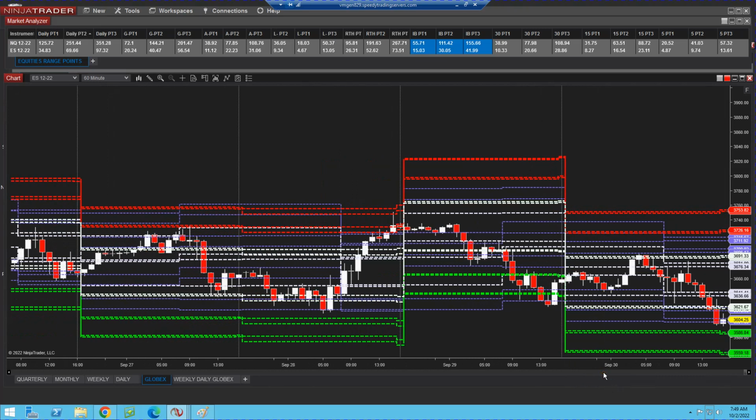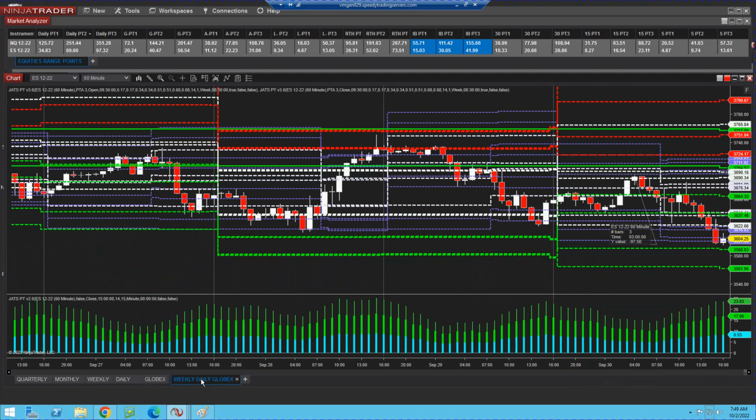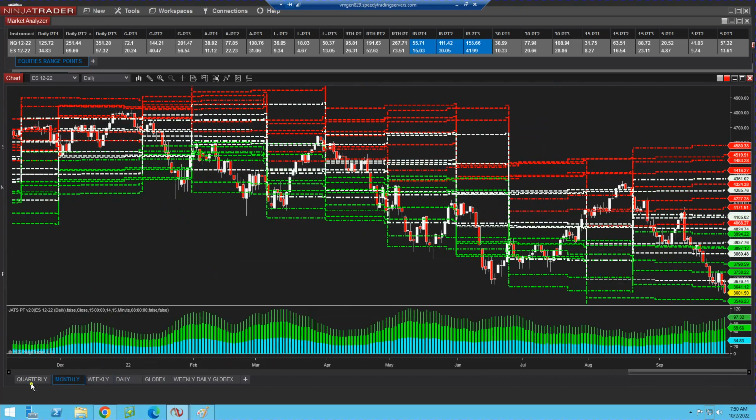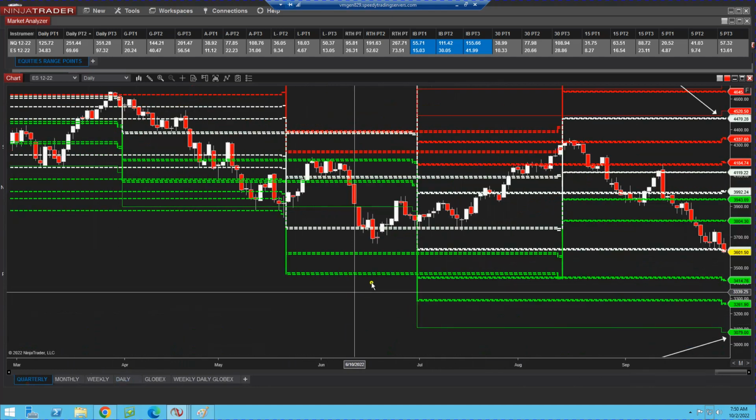So that is the Globex Daily. And of course, if it breaks the range, it's because it's reaching for that higher time frame level. And that's usually a monthly or a quarterly. And so here it was breaching this in June and it was going to a quarterly level.